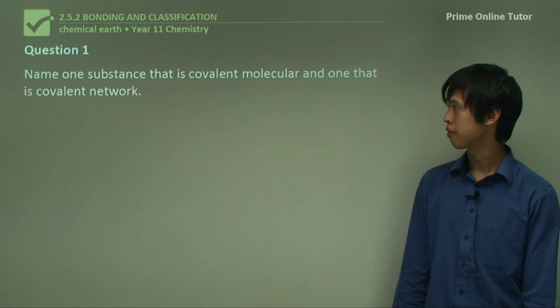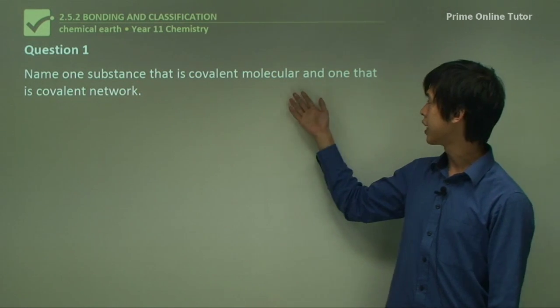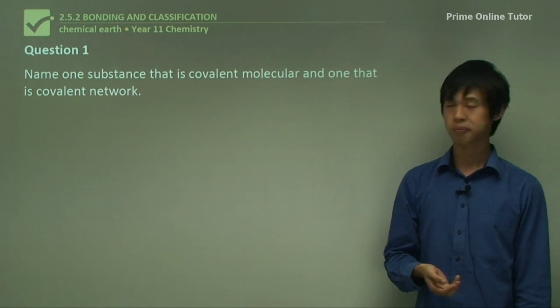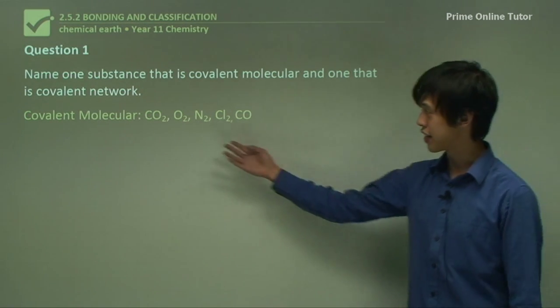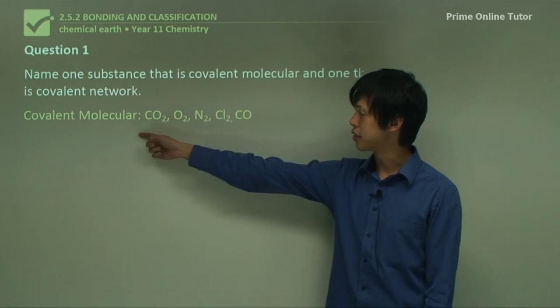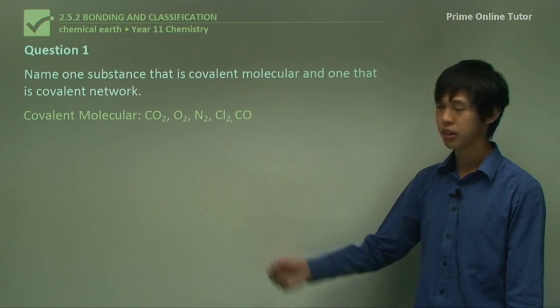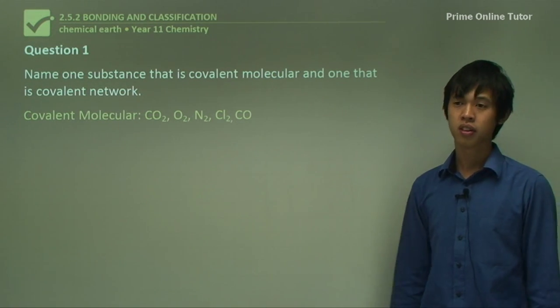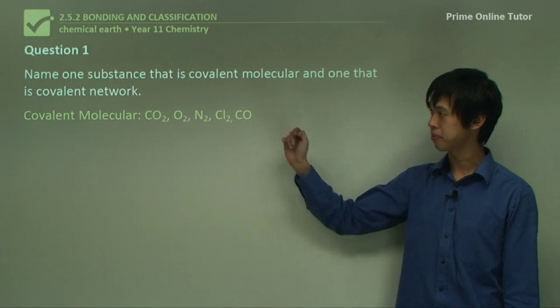Okay? So name one substance that is a covalent molecular and one that is covalent network. So you could have picked any of these for covalent molecular: CO2, O2, N2, Cl2, CO, NO2, N2O4, the list goes on and on and on.